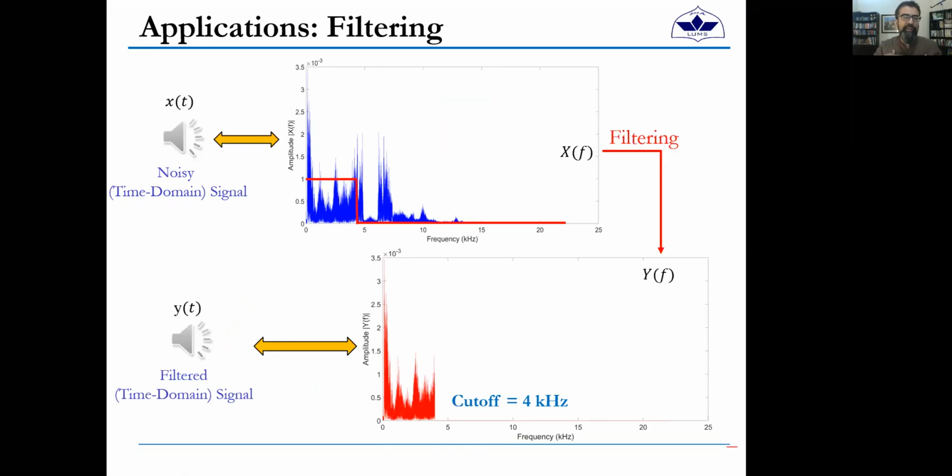So that's important, because if I have to play the audio signal again, I have to go back in the time domain, which is my speech, and this is what this sound looks like now.